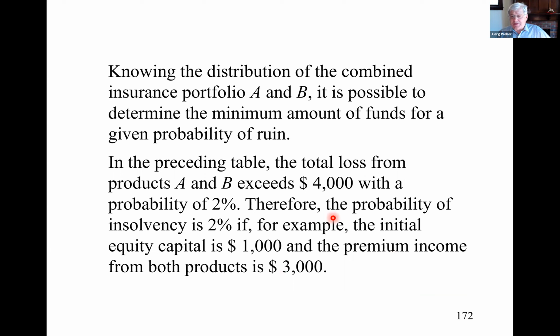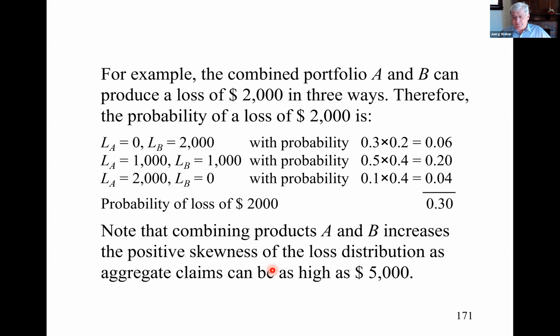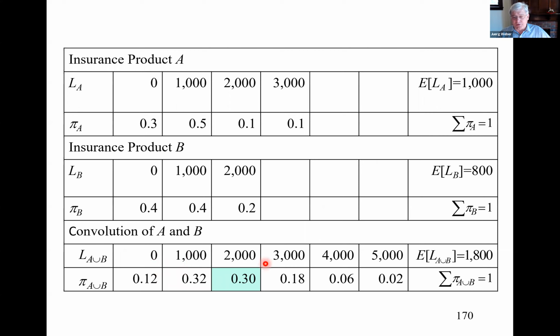So the probability of insolvency will be 2% if, for example, the insurance company has an initial capital of 1,000 and there's a premium income during the year of 3,000. So overall, it will have 4,000. In that case, it can cover those losses up to here, but it cannot cover the 5,000. So the probability of ruin will be 2%.